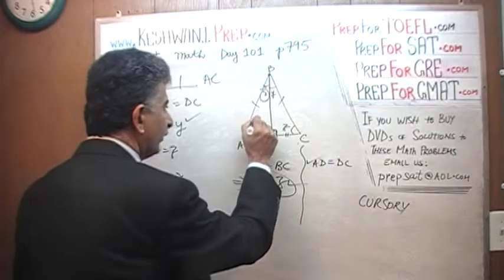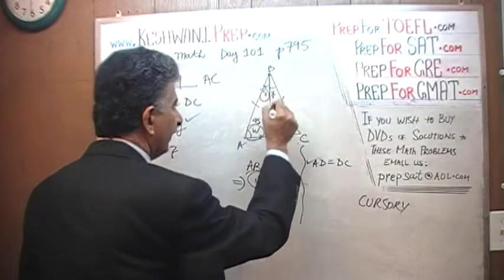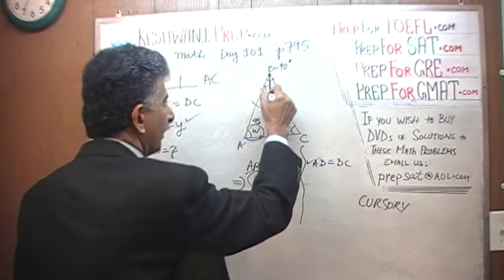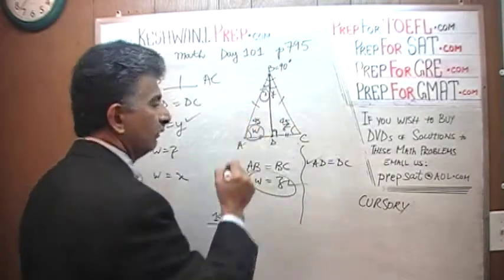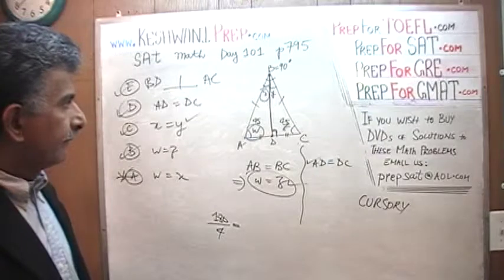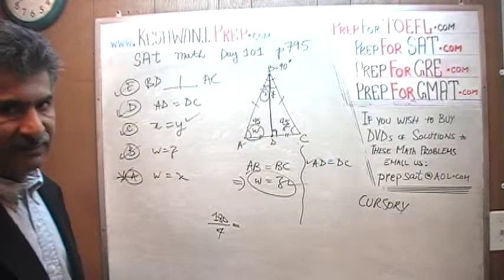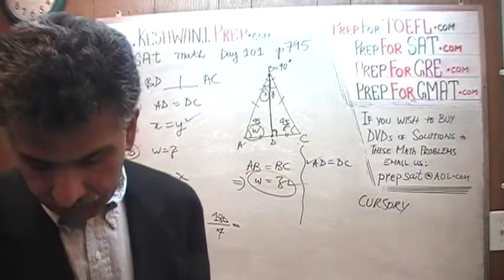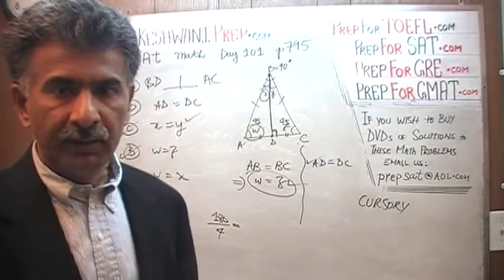So if W happens to be 45, and this happens to be 45, and if angle B happens to be 90 degrees, then if you drop it, then of course this will be 45 and this will be 45. That's the only way. But it's not something that we can conclude for sure. The question is, which of the following cannot be concluded. There is no way we can conclude that.